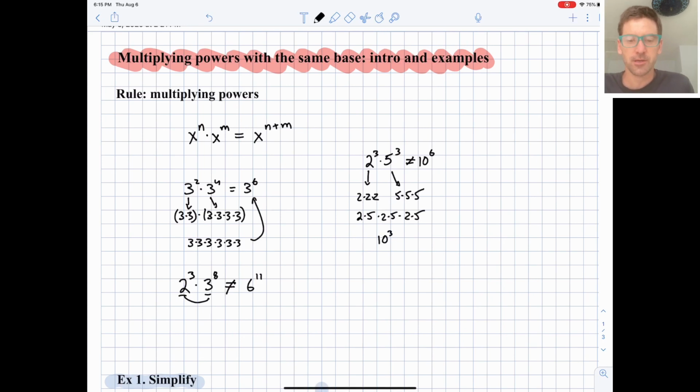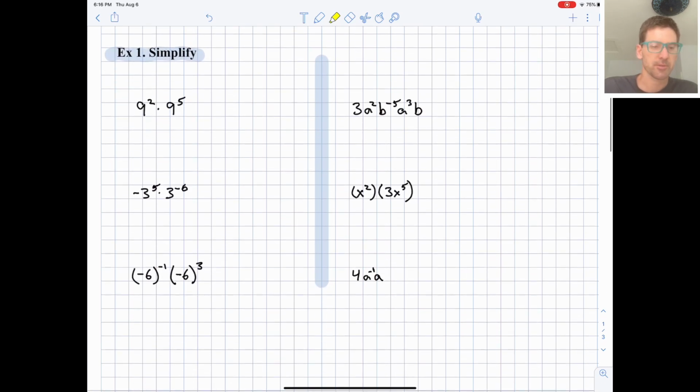Okay, so there's another rule that you can follow. So 2 to the third times 5 to the third. We won't use this rule very much, but if the bases are different and the exponents are the same, in general you can just multiply the bases together and keep the exponent the same. Okay, but this is our main rule for today. If the bases are the same, and we're multiplying, we can add exponents. So let's do some examples.